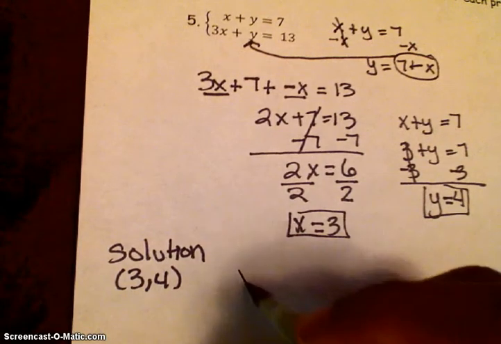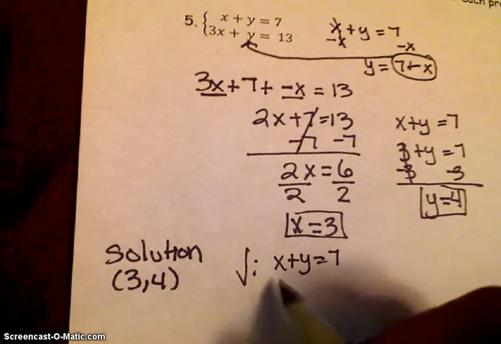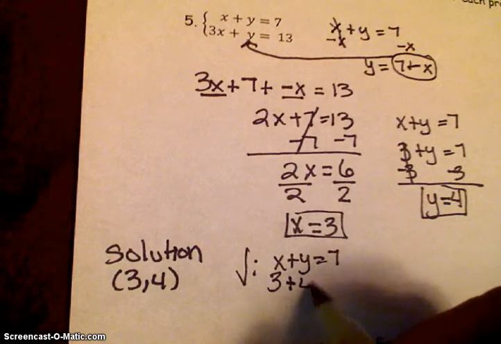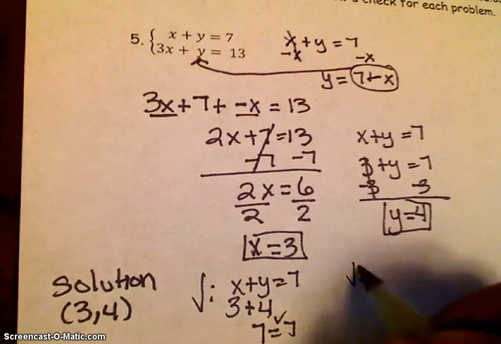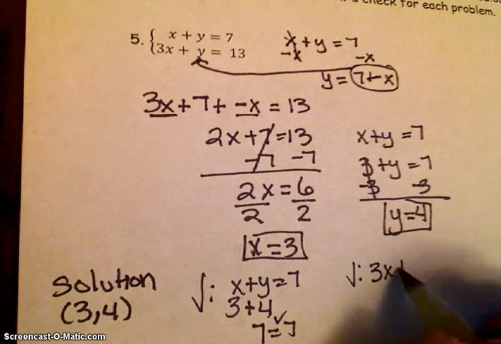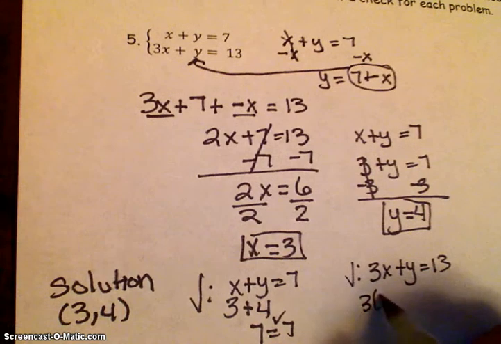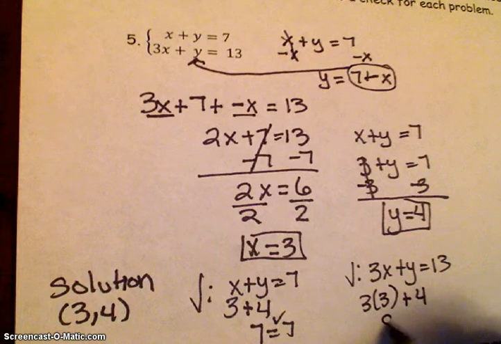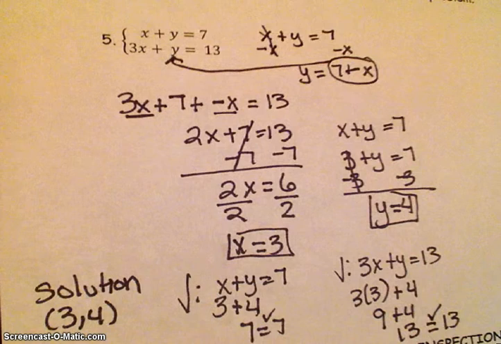When I'm doing my check, I'm going to take the first equation, x plus y equals 7, and substitute in 3 for x and 4 for y. 3 plus 4 is 7. 7 does equal 7. So I know it works for the first equation, but then I have to make sure it works for the second equation. I have 3x plus y equals 13. I'm going to substitute in 3 for x and then 4 for y. 3 times 3 is 9, plus 4 is 13. 13 does equal 13. I got that correctly.